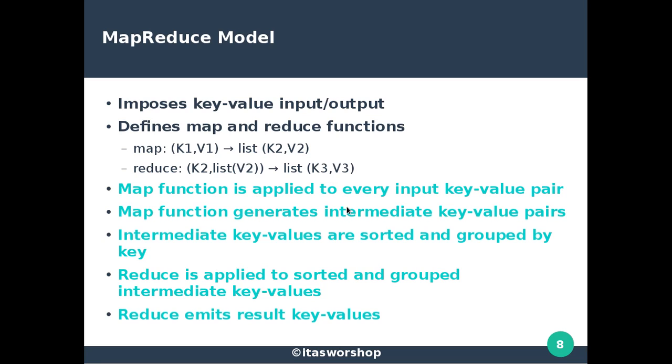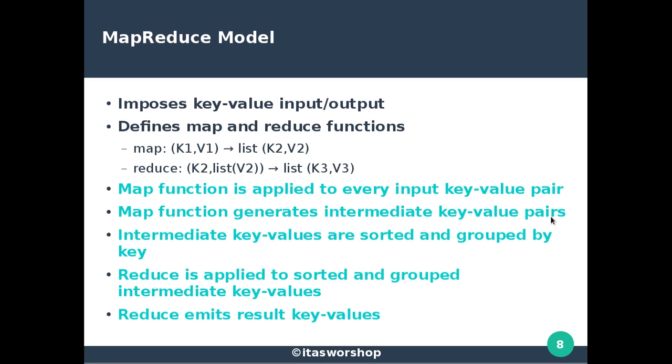So the map function is applied to every input key value pair. There are two phases, map and reduce. The map will be your first phase. You have a particular data set, and you apply the map function to that. Then you have some intermediate result, then you apply the reduce function to that. And obviously there are some intermediate processes like sorting and combining, but we'll discuss those in detail. The simplest model can be defined with only two processes, map and reduce.